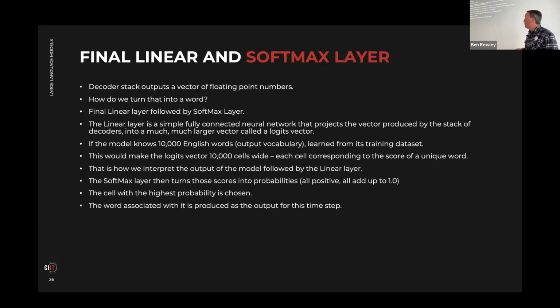As I said before, if the model knows 10,000 English words learned from its training data set, then this would make the logits vector 10,000 cells wide. Each cell corresponds to the score of a unique word. This is how we interpret the output of the model, followed by the linear layer. The softmax layer then turns those scores into probabilities. They're all positive, they all add up to 1, and the cell with the highest probability is chosen, and the word associated with it is produced as the output for this time step.